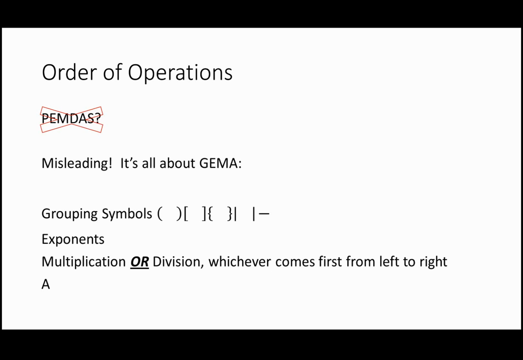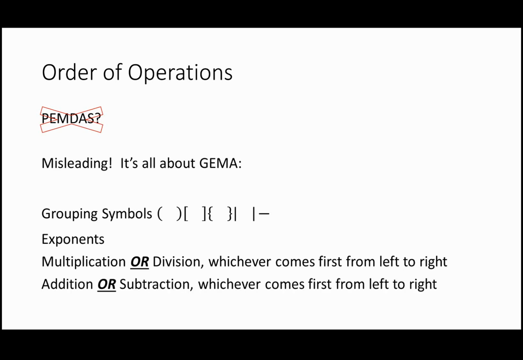Now, A, as you could probably guess, is very much similarly defined as M was in GEMA. A stands for addition or subtraction because just like the M in GEMA stands for multiplication or division, they're at the same level. Same for A. It represents both addition or subtraction, whichever comes first from left to right.